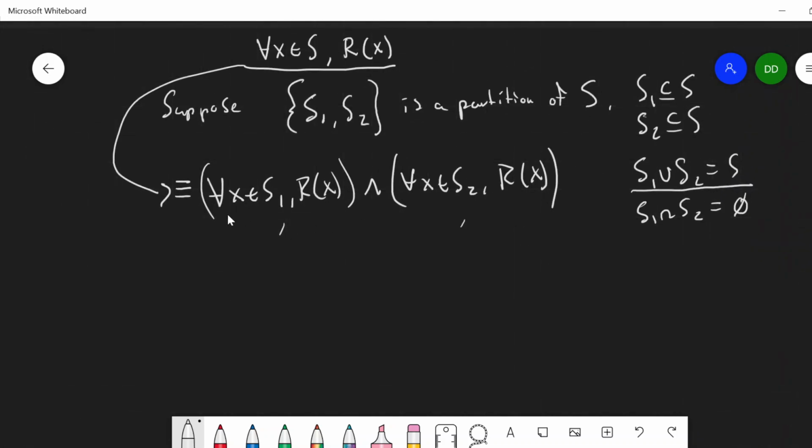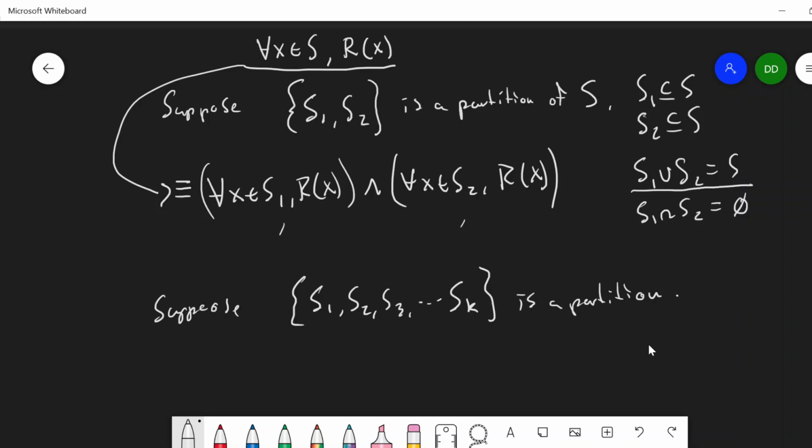Now in general, we might want a bigger partition, or not a bigger partition, but a partition into more sets: S1, S2, S3, up through, in general, Sk for some integer k is a partition.